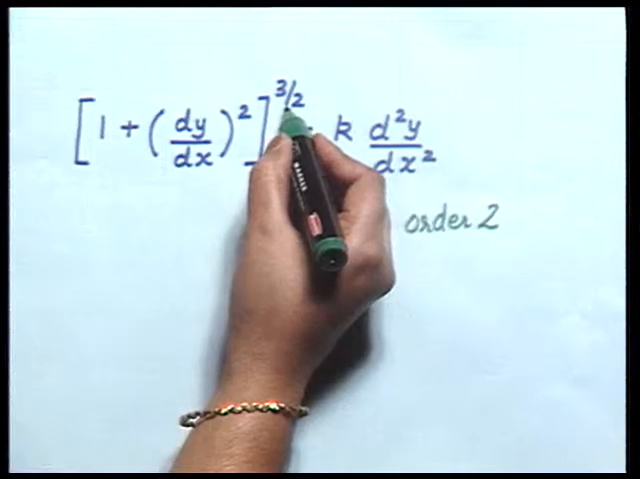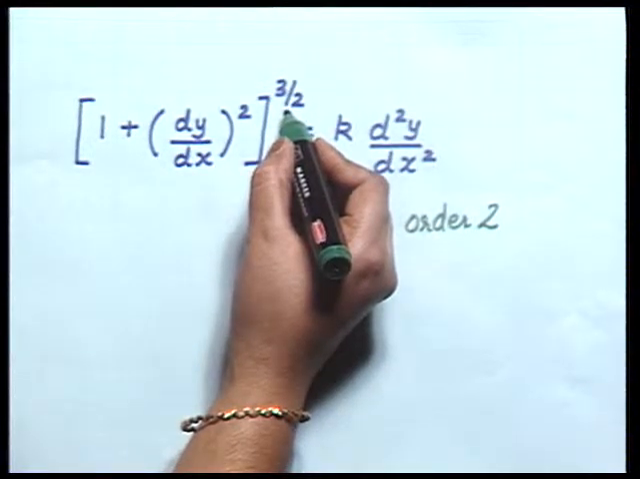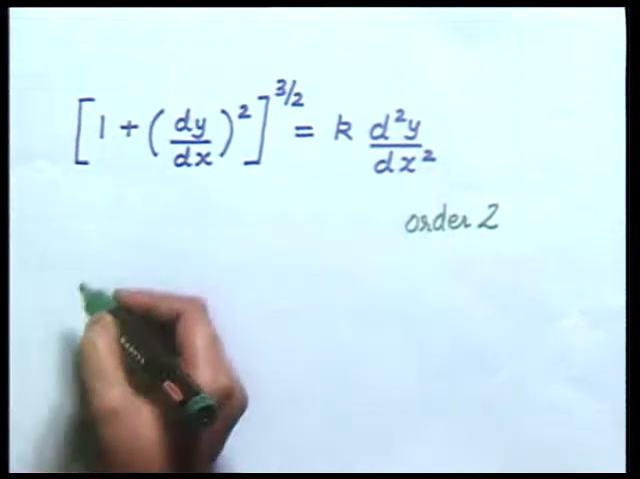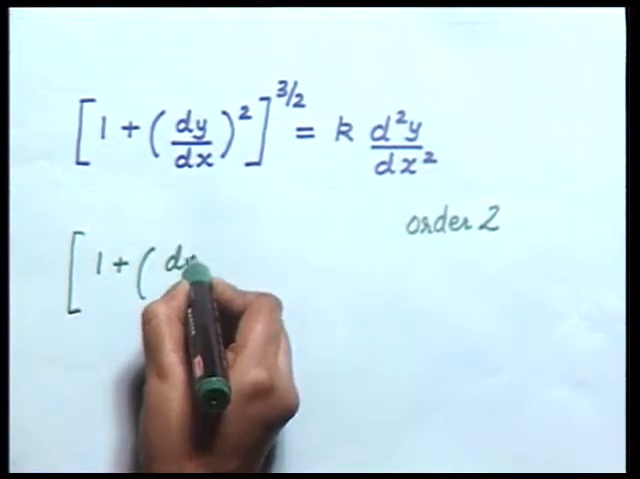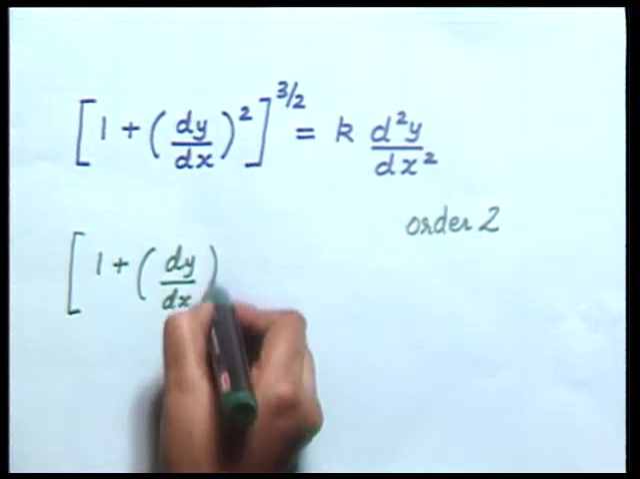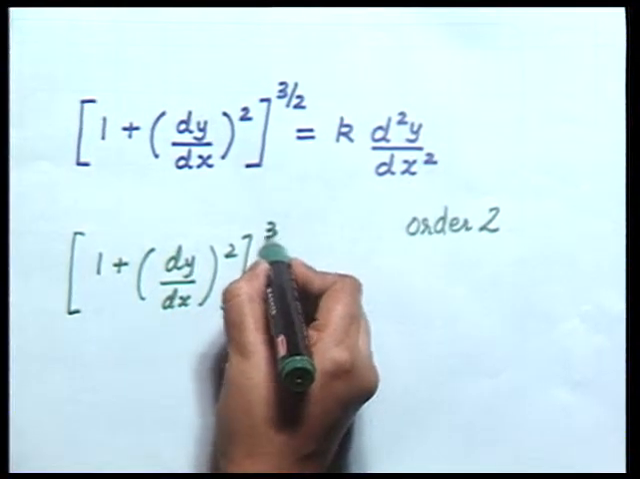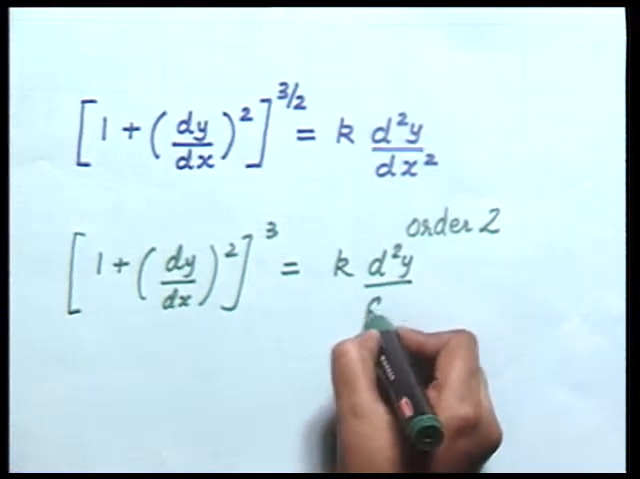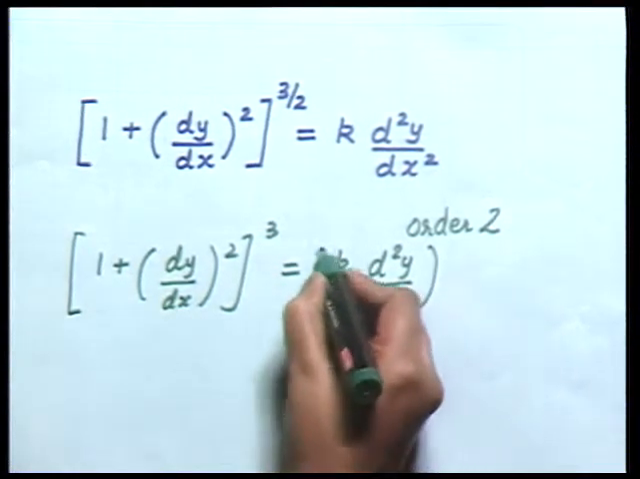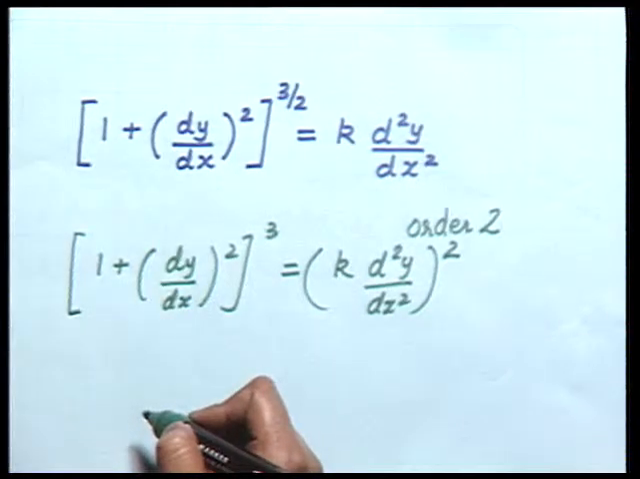So we can remove the radical, that is we can remove the square root by taking square of both the sides, and the equation will change into 1 plus dy by dx whole square to the power 3 is equal to k d2y by dx2 whole square, taking square of both sides.